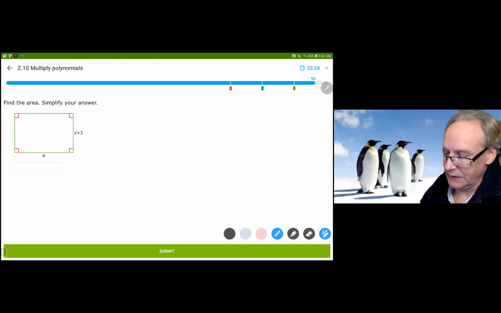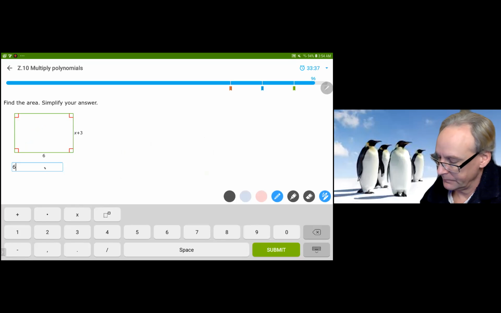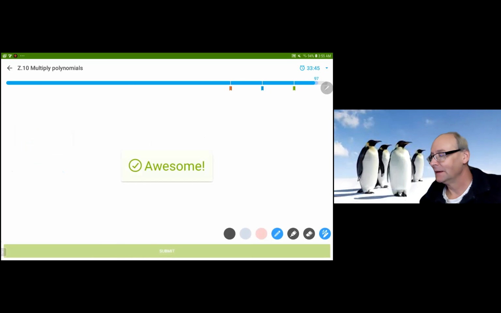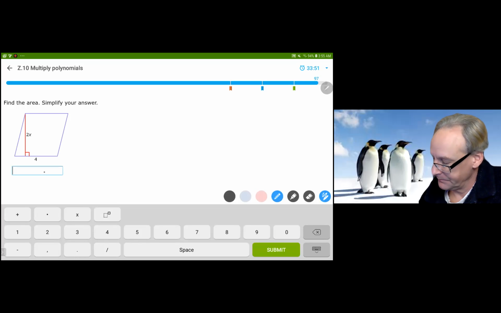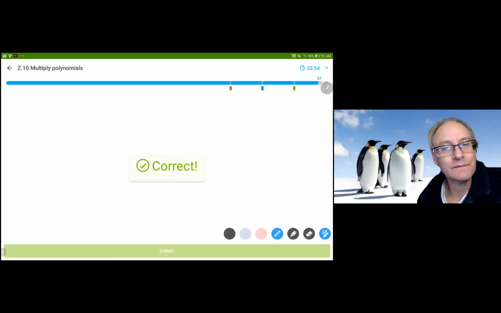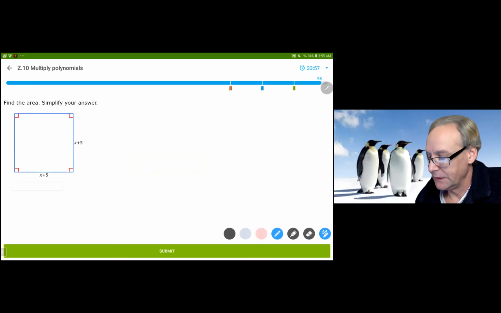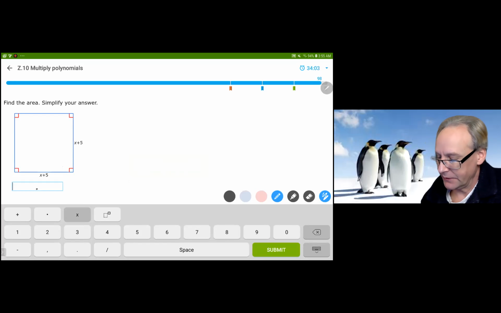And this one is just going to be 6x plus 18. I'm just making sure I'm actually looking at the area, not the perimeter. And we're getting there, a couple more. Okay, this one is just 8x, isn't it? Multiply the base times the height. And this one is the area. We're squaring x plus 5. Hopefully you know the pattern. It's x squared. Our middle term is double the product, plus 10x. And the last term is the 25, isn't it?